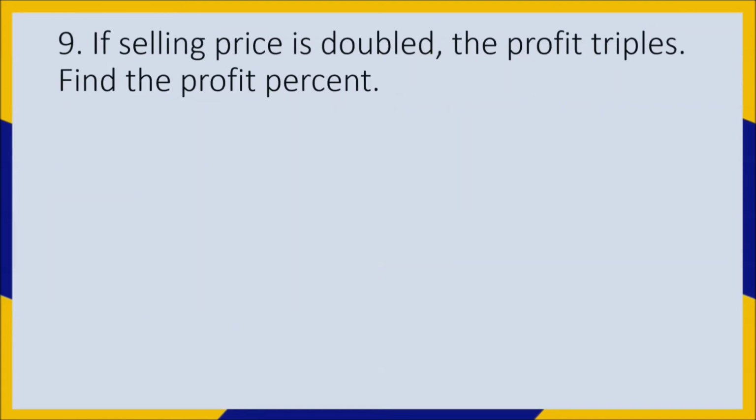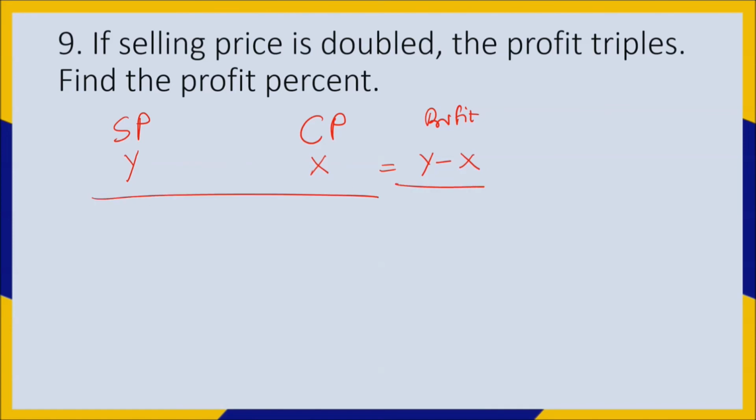Moving to question number 9. If selling price is doubled, profit triples. Find profit percentage. So let us assume we had a cost price, okay, and then we have a selling price. ठीक है, let us take cost price to be, let's say, X and selling price to be Y. And therefore your profit is, you can say, Y minus X. Okay, ठीक है, ये हमने assume किया है. This is assumption. We are starting with that assumption. है ना, कोई गलत नहीं है इसमें.